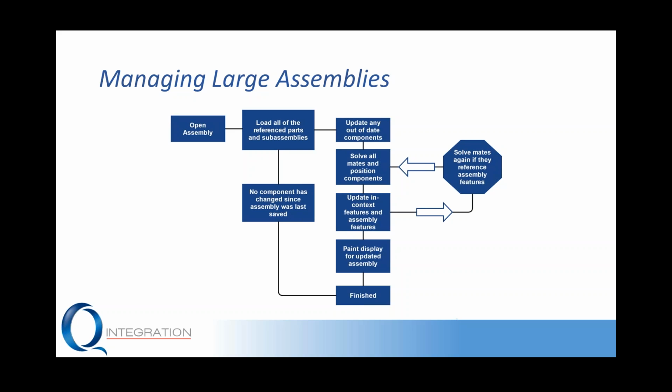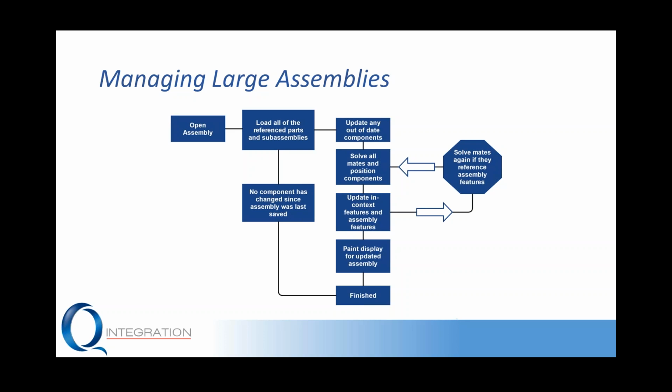And then if we have in-context features and/or assembly features, we need to update those. And if those reposition components, we need to solve the mates again and then go back through the same couple steps there. Solve all the mates, position the components, and update any in-context features or assembly features. And then finally we can paint the display for the updated assembly so we can see the visual representation of that, and then we're finished at that point.